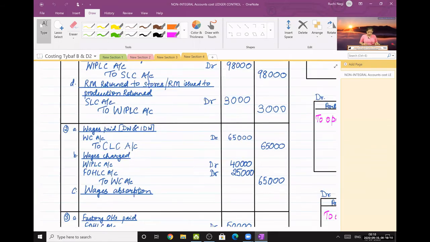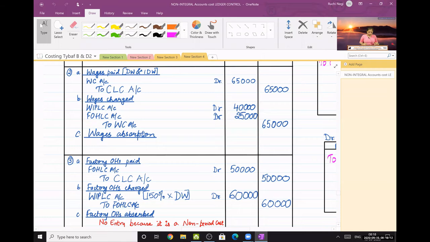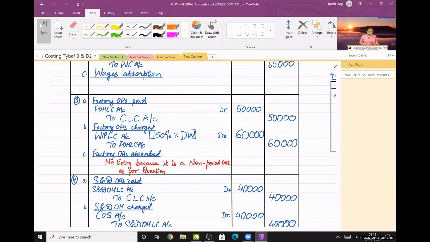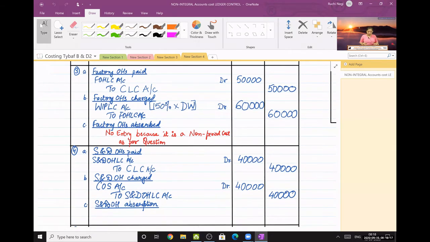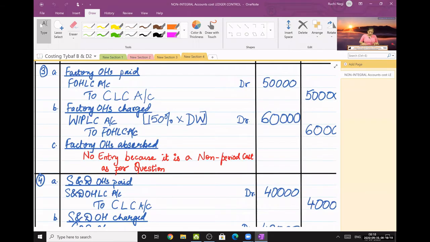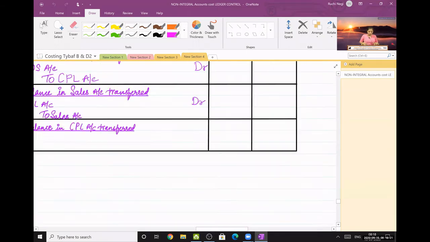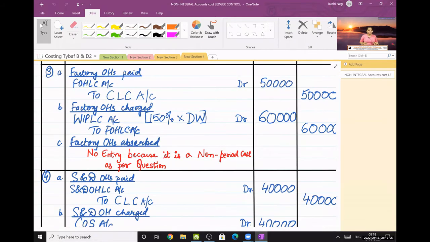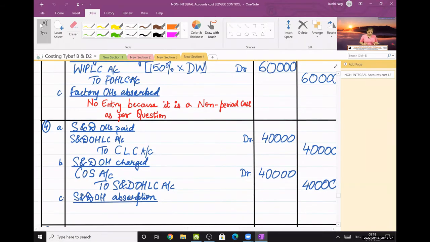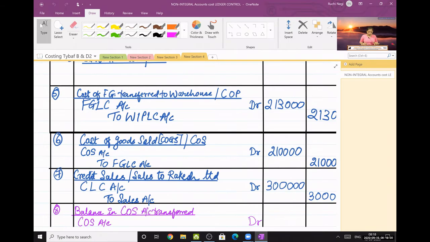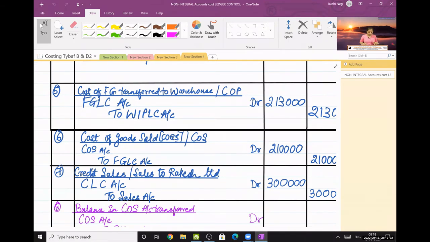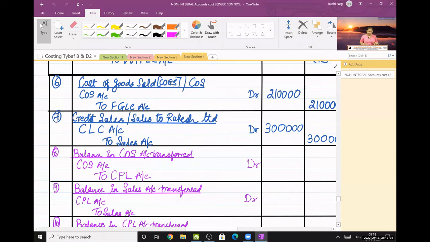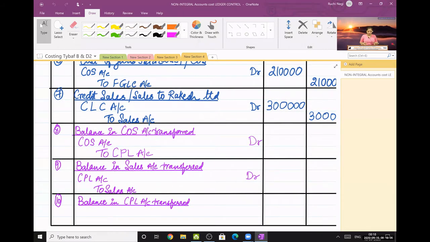Then wages paid, charged, and absorption. Factory overheads paid, charged, and absorption. Okay, and here, see, I have written it in red. No entry because it is a non-period cost. Question has said that you have to treat factory overheads as a non-period cost. Then selling and distribution, finished goods transferred to warehouse, cost of goods sold, credit sales. Then these were the balancing figures, 8, 9, 10, the hidden entries, which we will get from the ledger today.